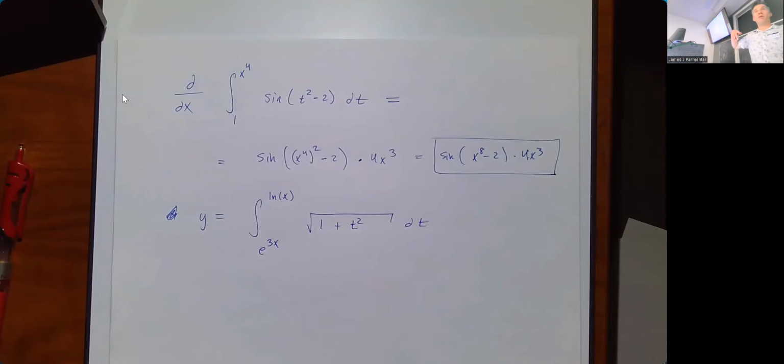You're going to do the top part. You're going to plug it in. You're going to multiply by the derivative of the function because it's not just x. And then for the bottom part, we're going to subtract, and then do the same thing for the bottom part.